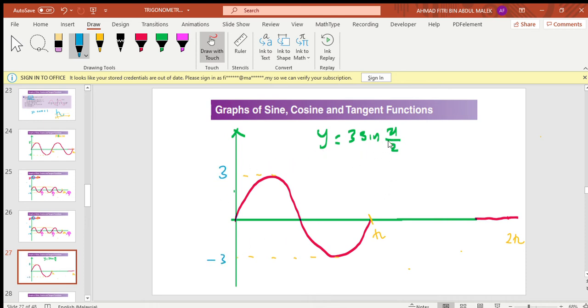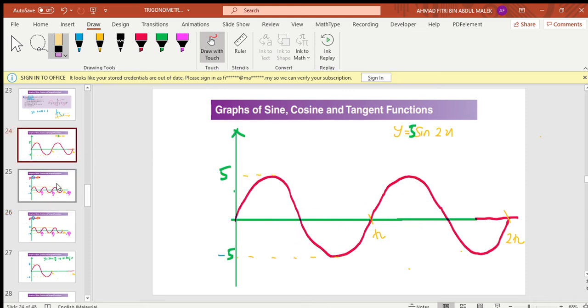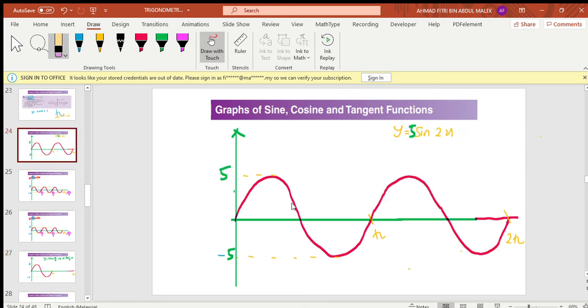So here, okay, teacher, how to draw it? Sine x over 2 actually is y equal to 3 sine 1 over 2x. So 1 over 2x, meaning that if 3x, you have 3 complete cycles. If I say 2x, we have 2 complete cycles.